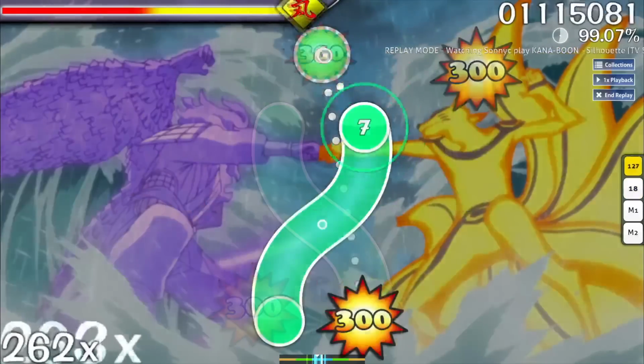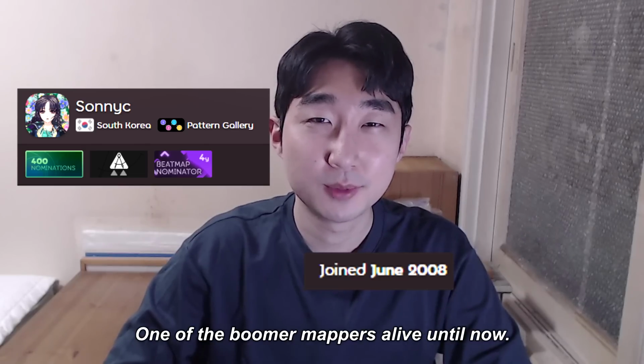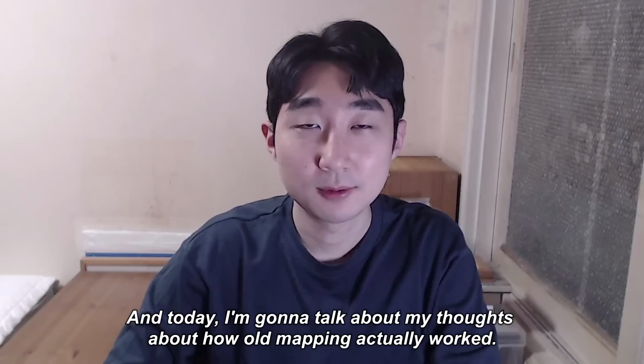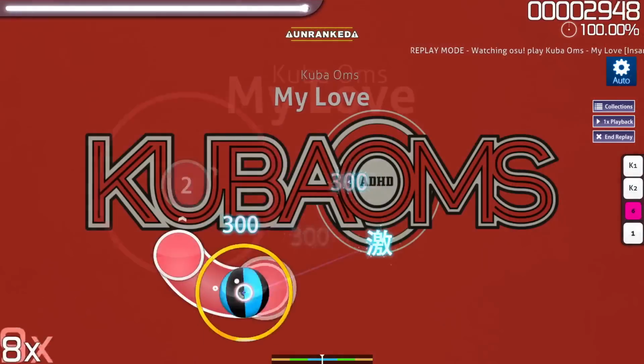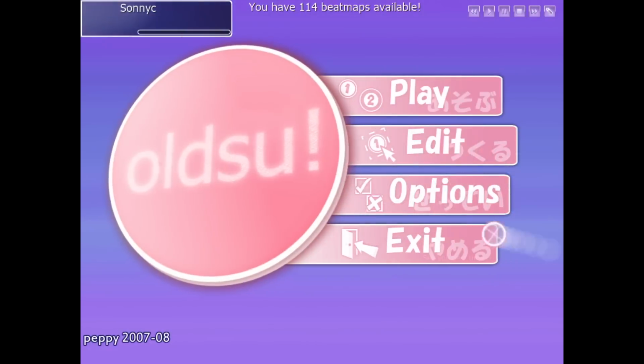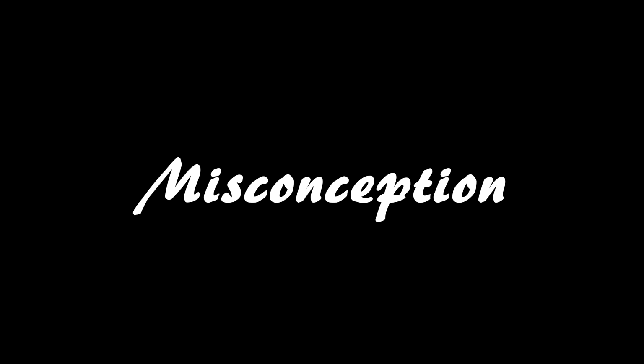You think this is all mapping, but it's actually not. Hey guys, this is Sonnyc, one of the boomer mappers alive until now. And today, I'm gonna talk about my thoughts about how old mapping actually worked. By old maps, I mean maps before 2013, when the default skin was changed. Let's first start with common misconceptions.